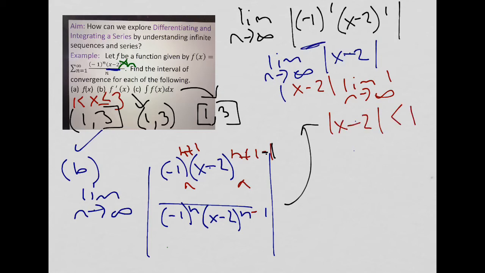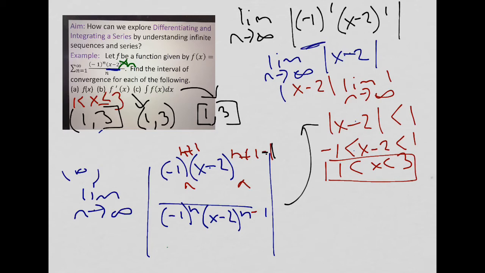We want that less than 1 in order for our series to converge, which means that we can add 2 to each one of these, and that's how we end up getting the 1 and the 3. It's a common theme because we already know the answer. It's 1 and 3 exclusively, so it stays this way. But we want to know why. We've got to always check our endpoints.